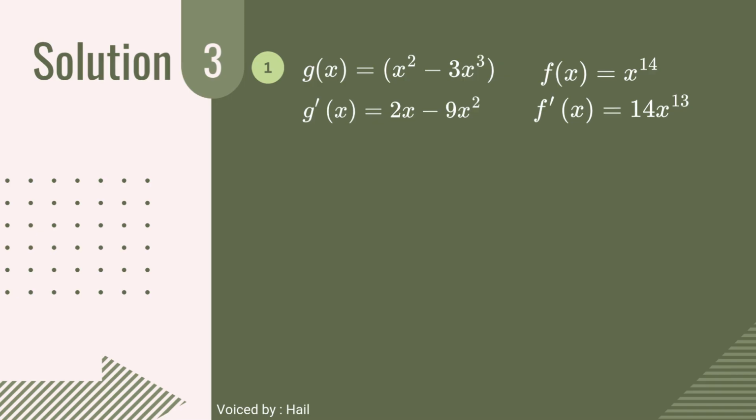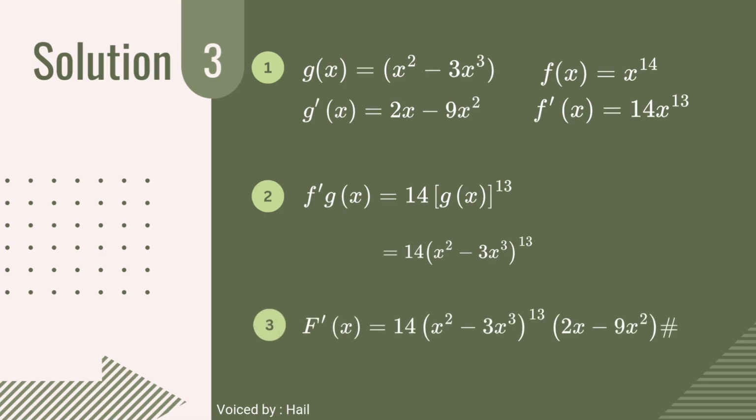As the formula required us to multiply f prime g(x) with g prime x, we need to find f prime g(x). To do that, we need to insert the function g(x) into the function f prime x, which give us 14 times (x squared minus 3x cubed) to the power of 13. Finally, all we have to do is multiply them both. As shown here, there's nothing much that we can do afterwards, so this will be our final answer.